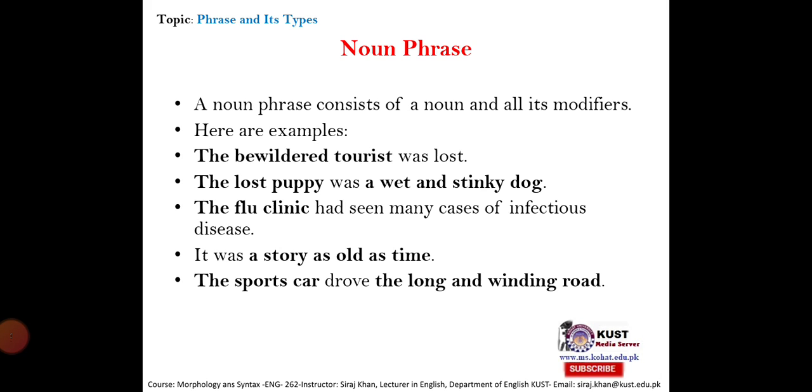The sports car. So here in all these examples, the bewildered tourist, here the noun phrase is a subject. The last puppy, here the noun phrase is a subject. A wet and stinky dog is an object. The flu clinic is a subject. It was a story as old as time, as an object. The sports car, it's a noun phrase, is a subject. The long and winding road, that is the object with the verb drove.